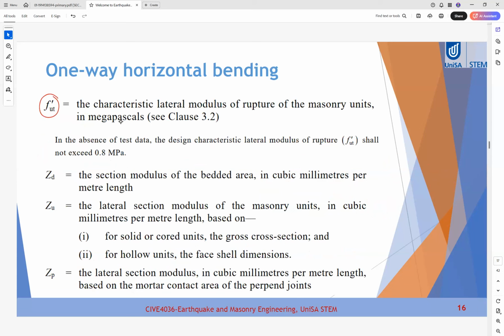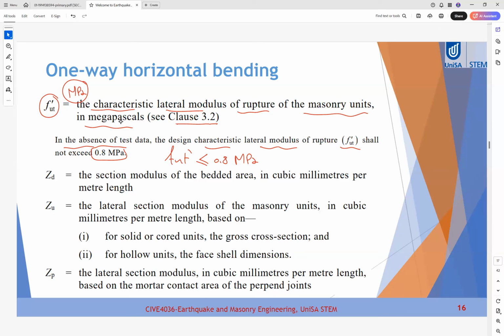FUT dash is the characteristic lateral modulus of rupture of the masonry unit in megapascals. Using clause 3.2, in the absence of test data, the design characteristic lateral modulus of rupture shall be taken as not exceeding 0.8. So FUT dash will be less than or equal to 0.8 MPa.